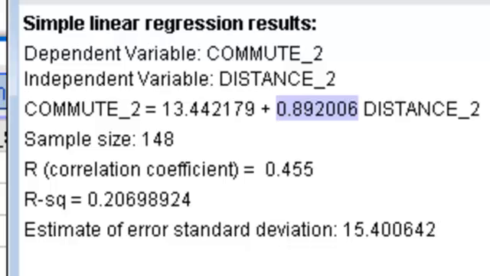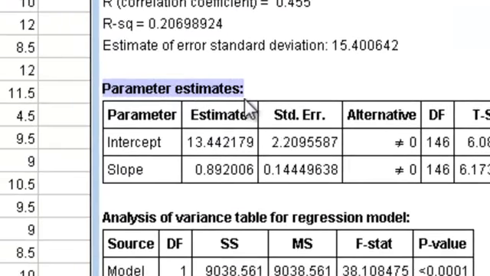by 0.89 minutes. And by the way, these regression coefficients are sometimes referred to as parameter estimates. They're given again right here in our output. Here's the estimate for the intercept term. Here's the estimate for the slope. And these are sometimes referred to as parameter estimates to emphasize that they're only the estimates for the true population parameter values in the model.